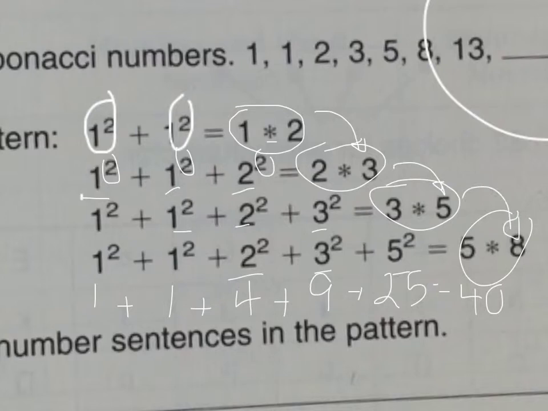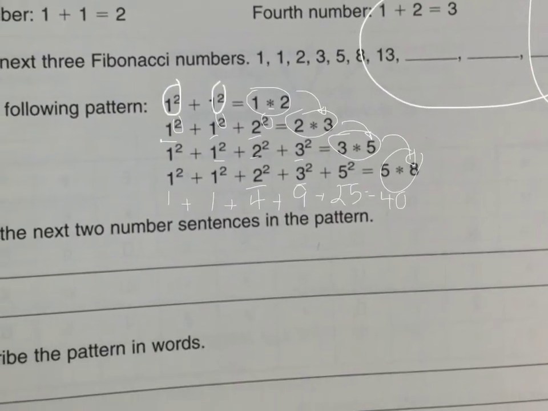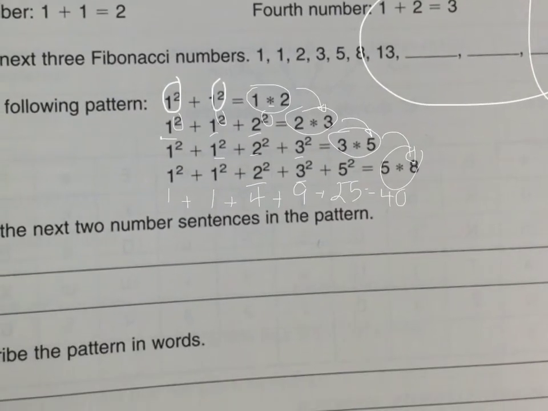Now go ahead and continue the same sequence for 2 more lines right down here. Okay? If you had to do the next one, it would be 1 to the power of 2 plus 1 to the power of 2 plus 2 to the power of 2 plus 3 to the power of 2 plus 5 to the power of 2 plus 8 to the power of 2 equals, and then do the same thing with the last one down here.